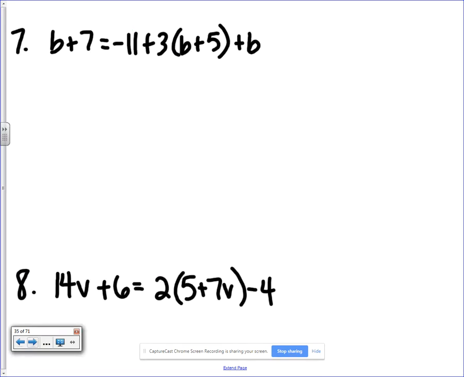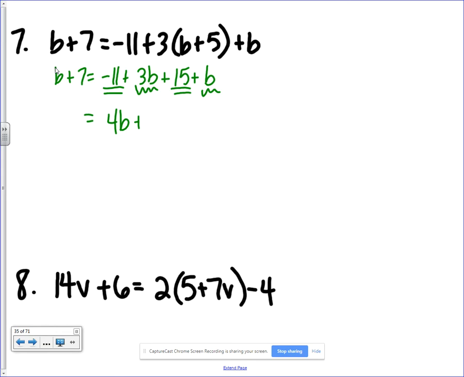Number 7, let's go ahead and distribute here. Again, make sure you pause, write the question down, start working it out, and then pick up with my explanation. So if I look at the right-hand side, I can put the 11 and the 15 together, and I can put these b's together. So I get 4b plus 4, and then b plus 7 is over here on the left. Move your smaller b over.